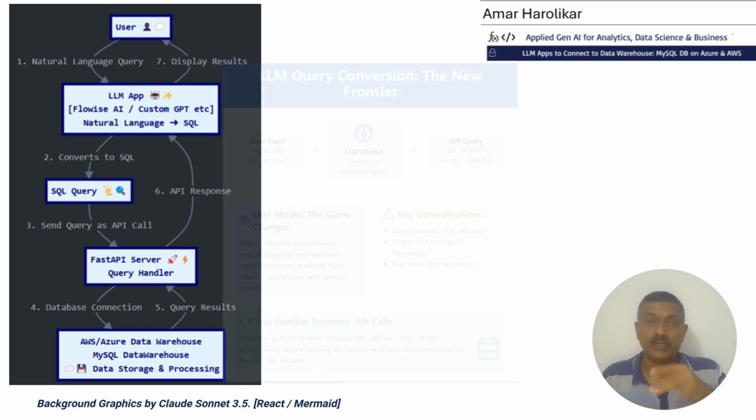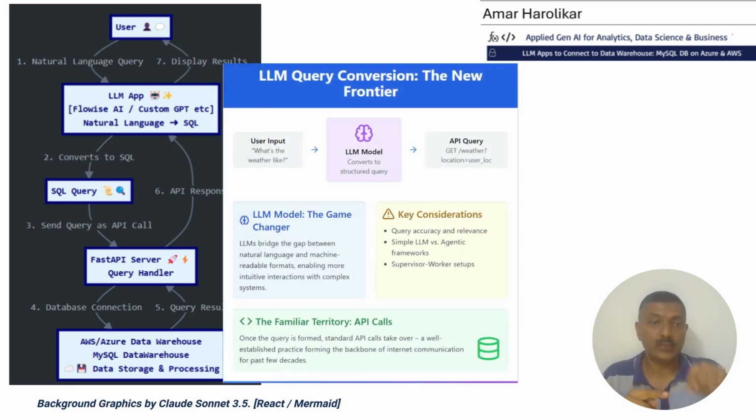Accuracy of the query. How do you make sure that the query is accurate? You can use a simple LLM model, or you can use an agentic framework with a supervisor-worker setup, or many other setups are possible.